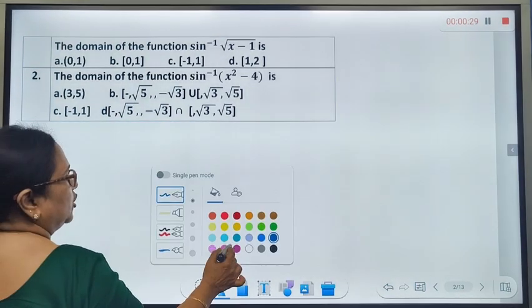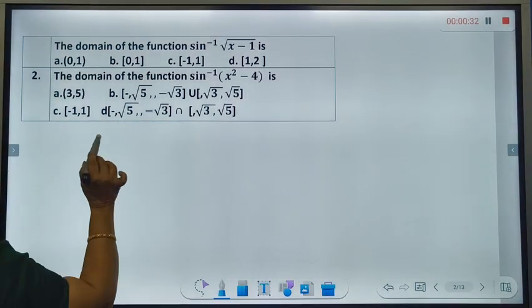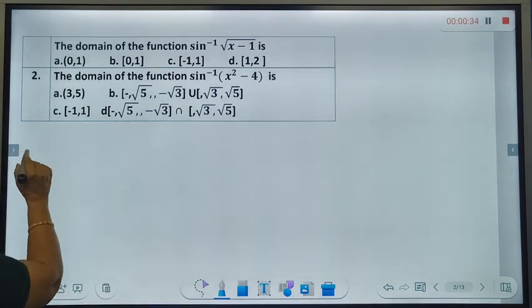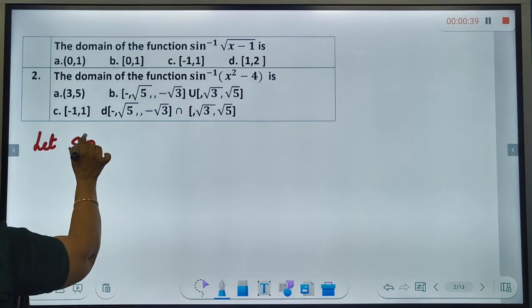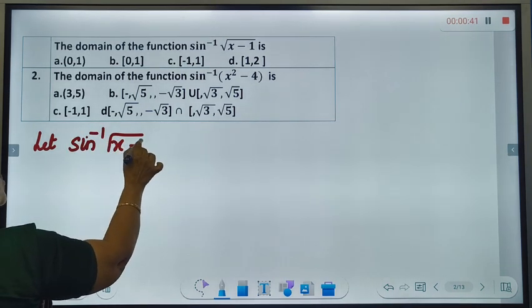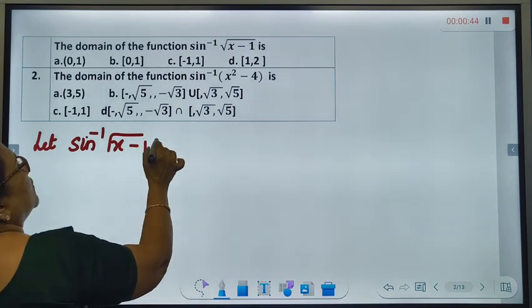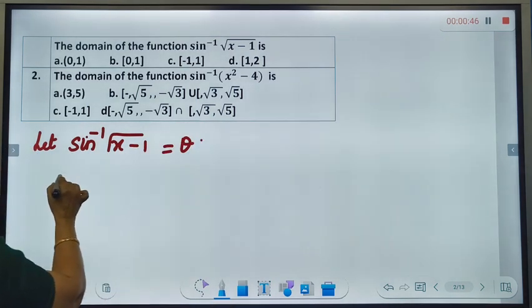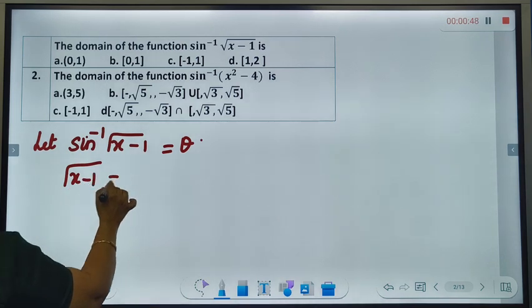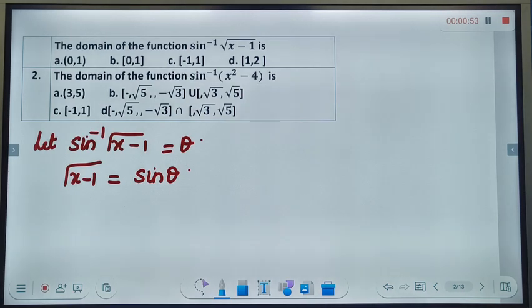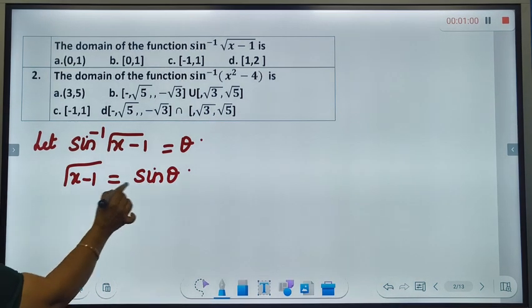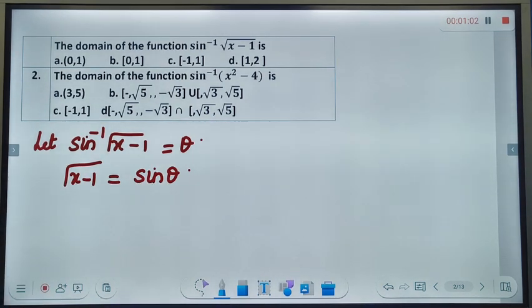First one, the domain of the function sine inverse root of x minus 1. So we will write, let sine inverse root of x minus 1 be equal to theta. Then root of x minus 1 equals sine theta. Sine theta lies between minus 1 to plus 1, so minus 1 is less than or equal to sine theta, which is less than or equal to 1. However, in this case, sine theta is equal to root of x minus 1.